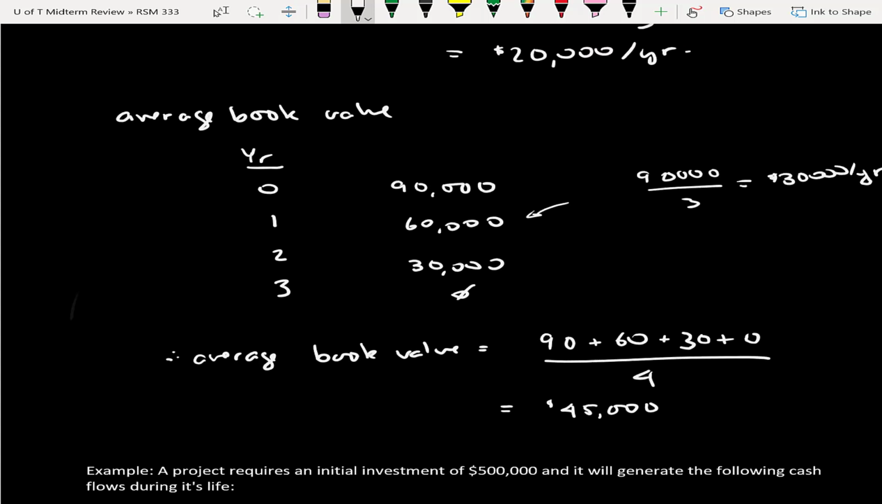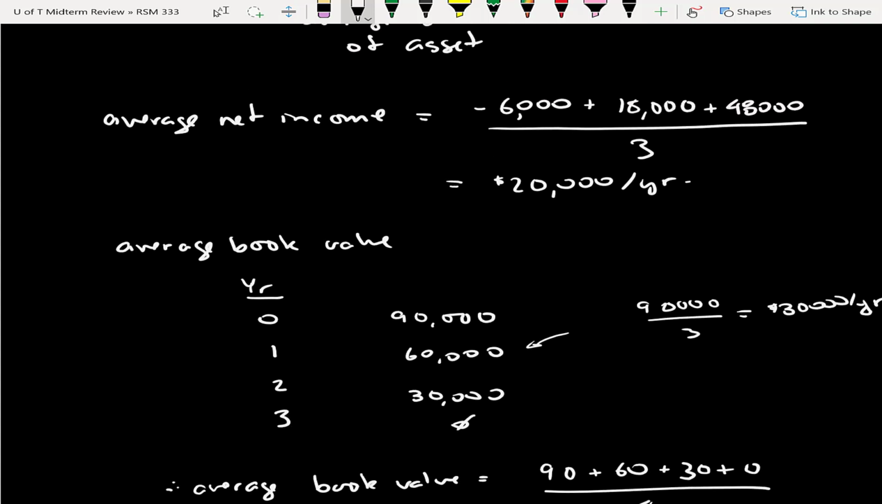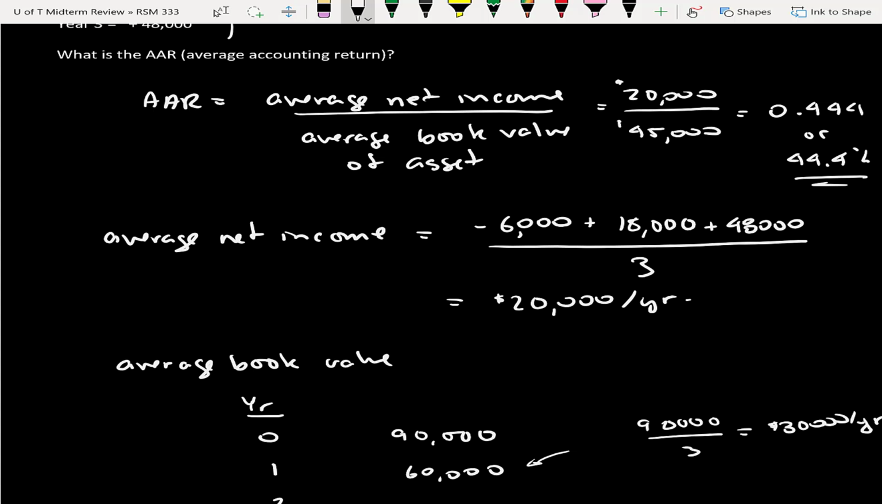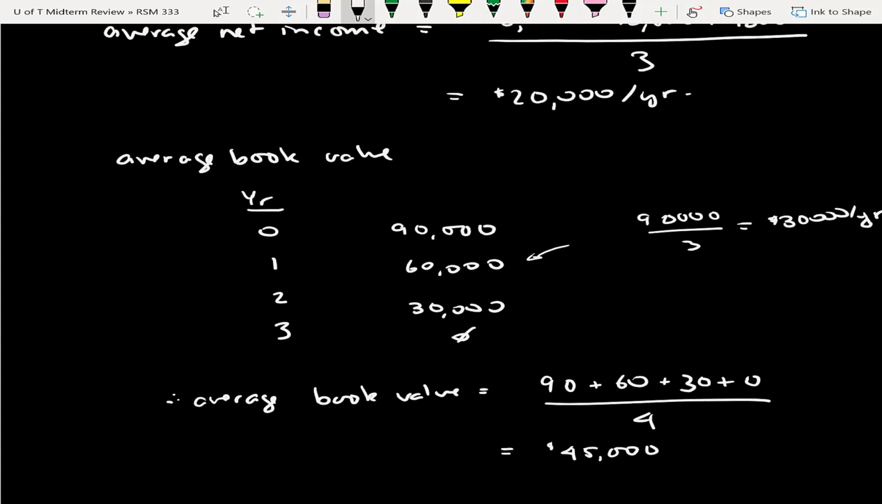So now we can essentially say that the average, if I go back up here to the top, net income was 20,000 and the average book value was 45,000. Then my accounting return is 44.4% based on that. Now again, this is pure accounting, no cash flow involved here because we've included depreciation. So it's not a cash flow scenario.